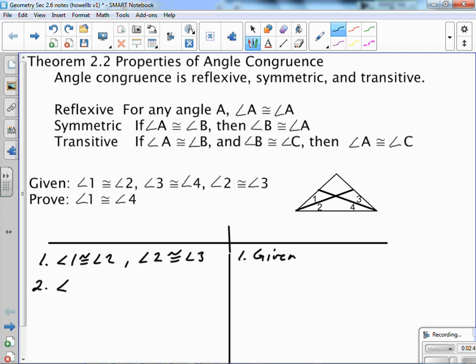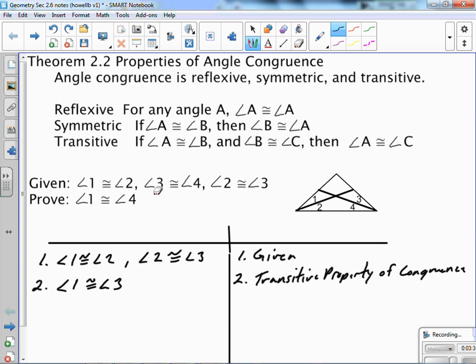So we can make a new statement that says angle 1 is congruent to angle 3. And that's based off of the transitive property. And not just the transitive property, it's going to be the transitive property of congruence, since the angles are being congruent to each other, not equal to each other. Alright, so angle 1 is congruent to angle 3. So we've done everything we can do with that given information.